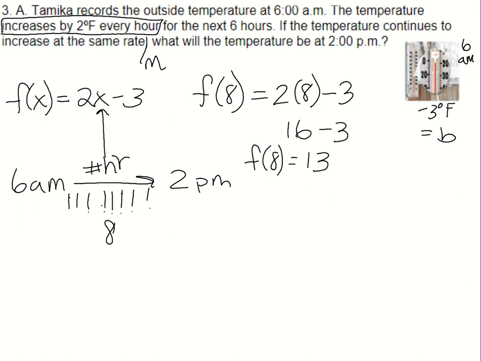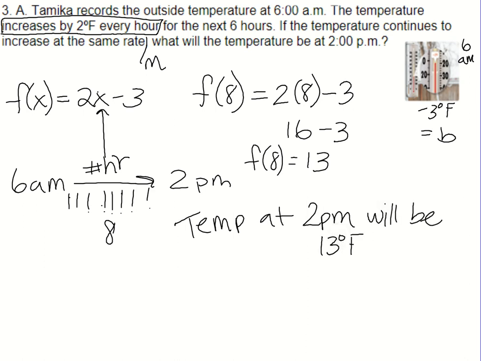So we can then say the temperature at 2 p.m. will be 13 degrees, as long as this increase of 2 degrees continues past those 8 hours. All right, there's your answer.